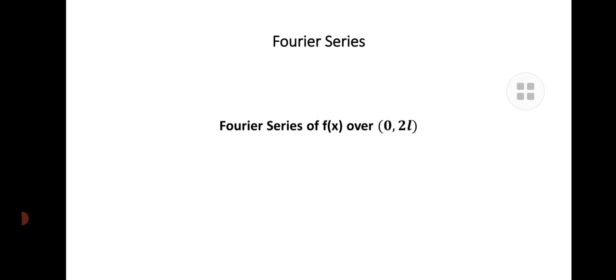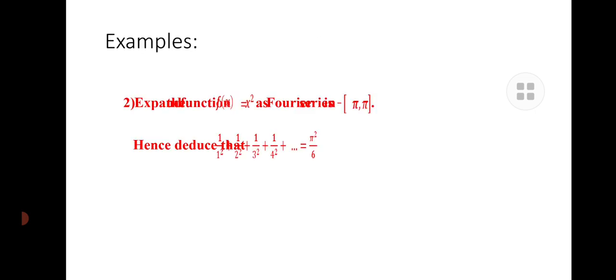After knowing these things, we will go for one example, which is: expand the function f of x is equal to x square as the Fourier series in the interval minus pi, pi, and hence deduce that pi square divided by 6 is equal to 1 divided by 1 square plus 1 divided by 2 square plus 1 divided by 3 square plus 1 divided by 4 square plus so on.